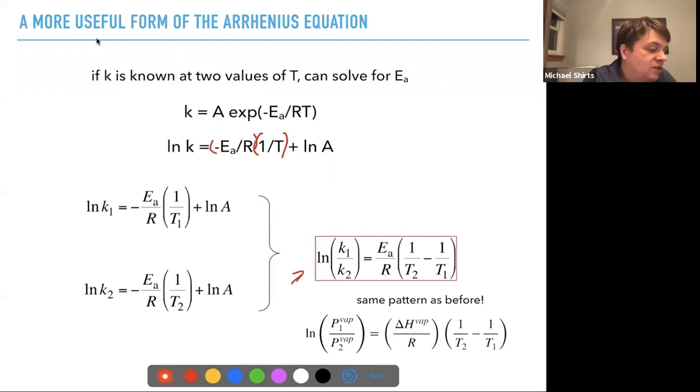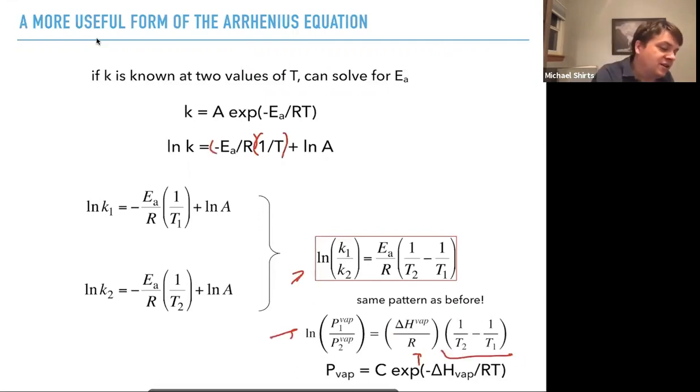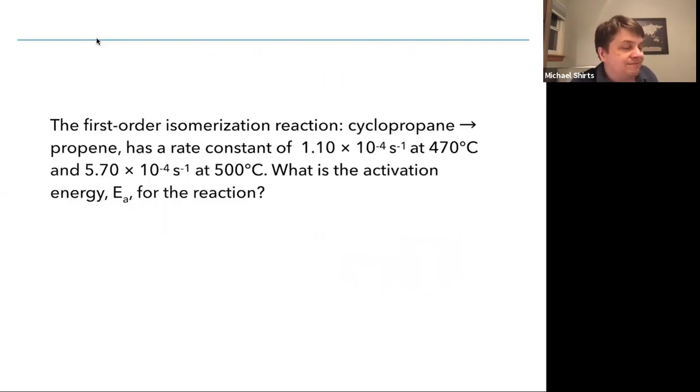The same pattern as before. Here we've got the log of two things, an energy over R, and this 1 over T2 minus 1 over T1 factor. It's the exact same math as you've seen before, because you have this relationship that keeps coming up, something being proportional to the exponential of an energy. That's because the vapor pressure is proportional to an exponential involving the heat of vaporization.